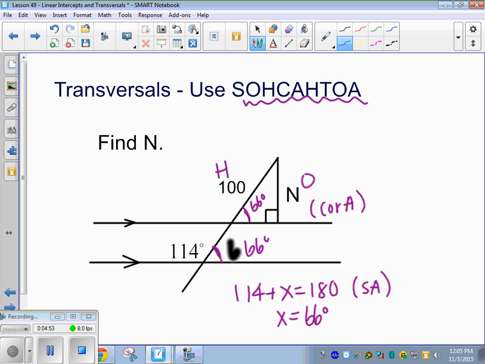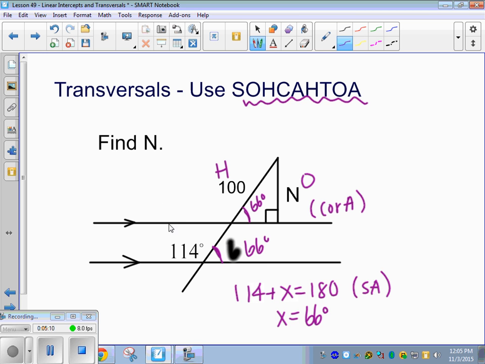Opposite, great. So opposite and hypotenuse. Something that might be helpful for you guys: whenever you're doing these triangle problems, when we're labeling our triangle, we always want to label what we know. So we're given the 100. We also want to label what we want to know. So we want to know what n is.